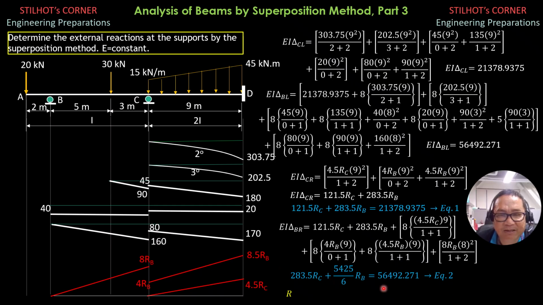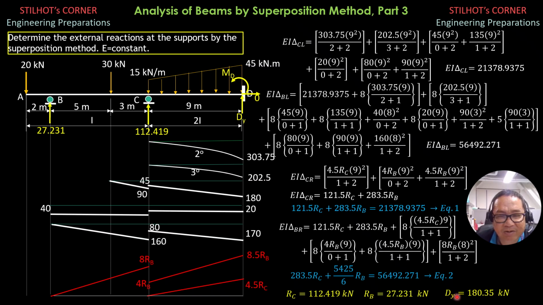Solving equations 1 and 2 simultaneously, we get R sub C 112.419 kilonewtons and R sub B 27.231 kilonewtons. Then let's apply it there. Then summation of forces along y equals 0. Then you check that R dx is, of course, 0, R dy is equal to 180.35 kilonewtons.